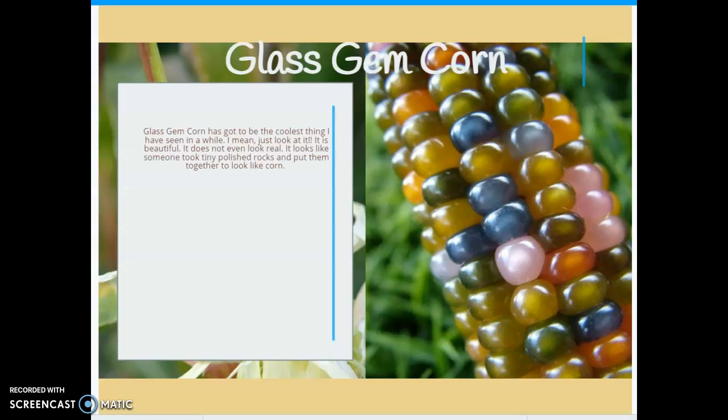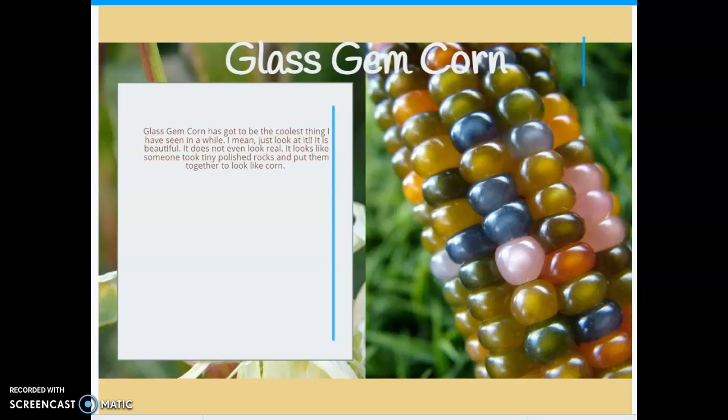This is called glass gem corn. There we go, glass gem corn. And it is the coolest thing that I've seen in a long, long time. It looks like someone glued polished little pebbles together to look like corn, but it's not. It's actually a real corn. And the history behind how this came about is really amazing.